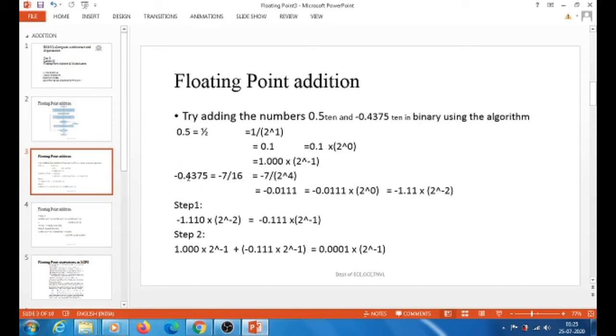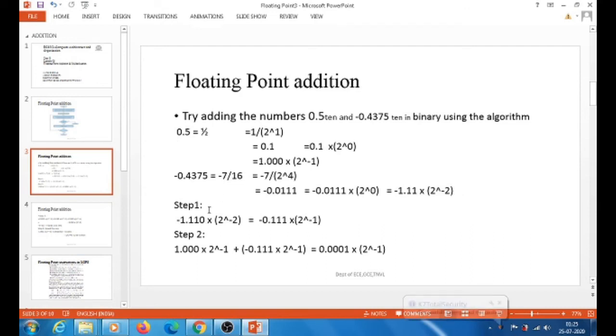And here it is minus 0.4375, which in terms of fraction we can write as 7 by 16. So the denominator should be written in 2 power. So minus 7 divided by 2 power 4. So the exponent tells how many digits should lie on the right side of the decimal point. So here it is 4. Hence it is minus 0.0111, which in turn can be represented as minus 0.0111 into 2 power 0, making this a normalized one, which is equal to minus 1.11 into 2 raised minus 2.